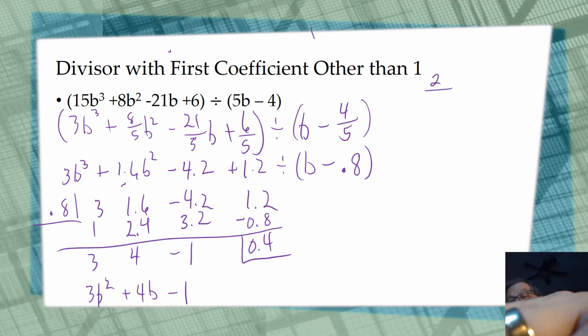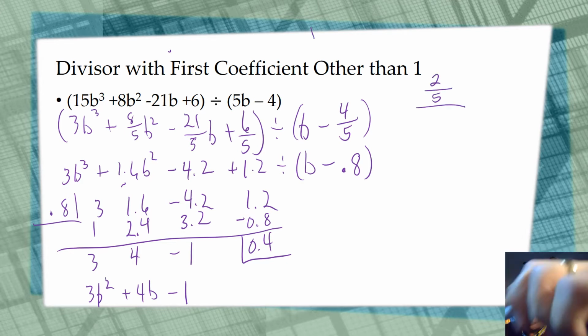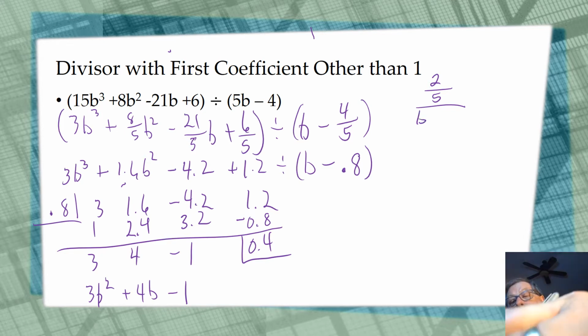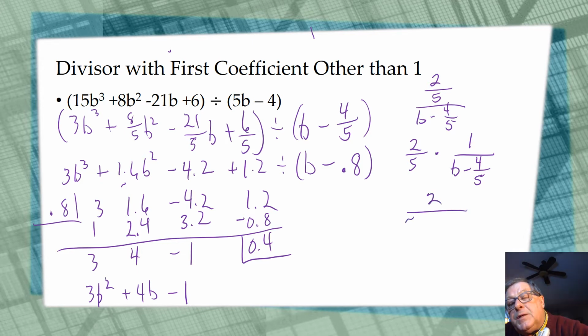So then I've got 2 over 5 divided by b minus 4 over 5, which is the same as 2 over 5 times 1 over b minus 4 over 5. And 2 times 1 is 2. 5 times b is 5b. And 5 times minus 4 over 5, the 5's are going to cancel, it's b minus 4. Back to my original divisor. And so we finish this off with a remainder of 2 over 5b minus 4.